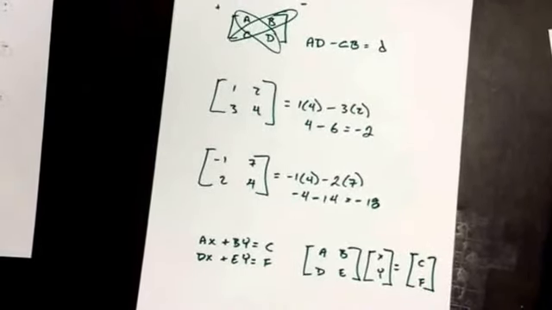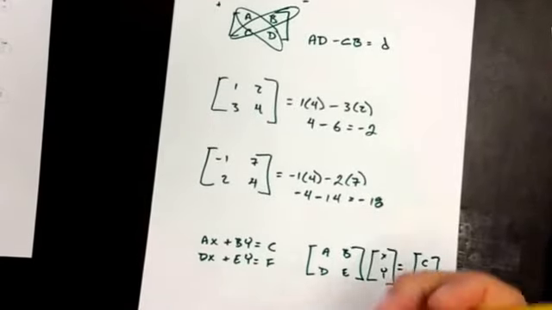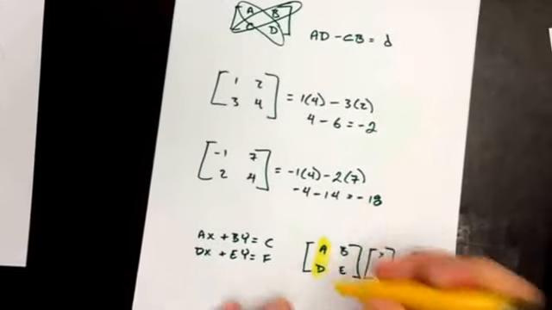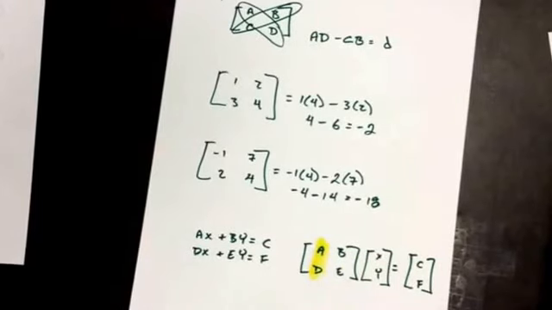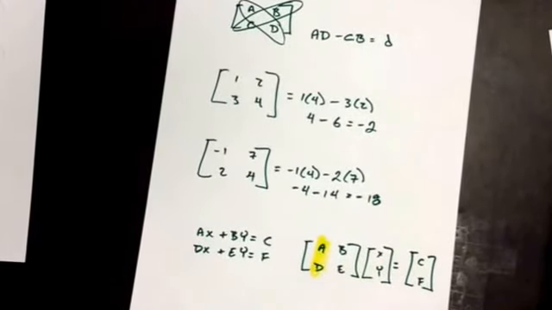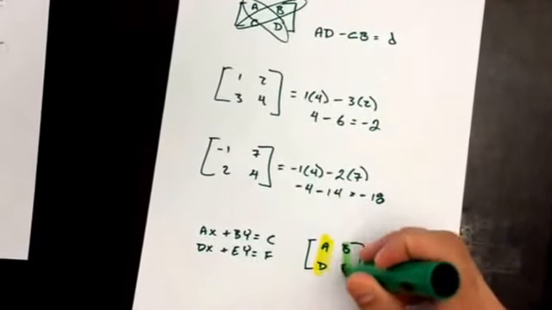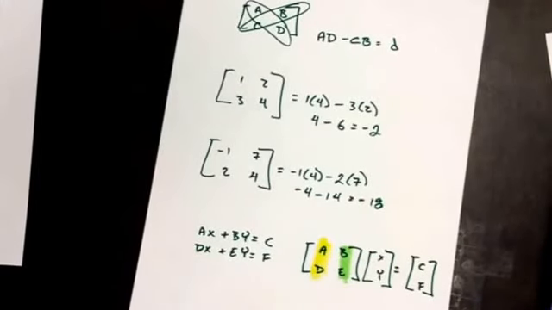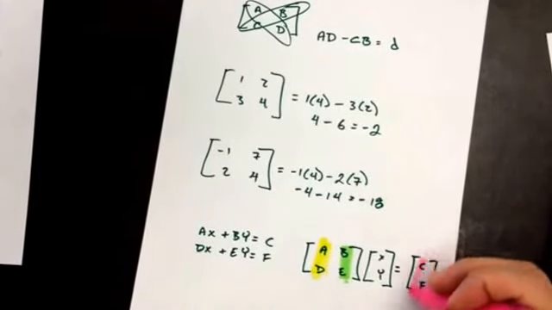So the columns kind of go together, and what I mean by that is this column is going to go together, this column is going to go together, and this column is going to go together. Okay?